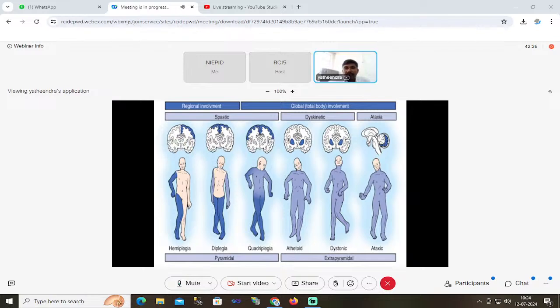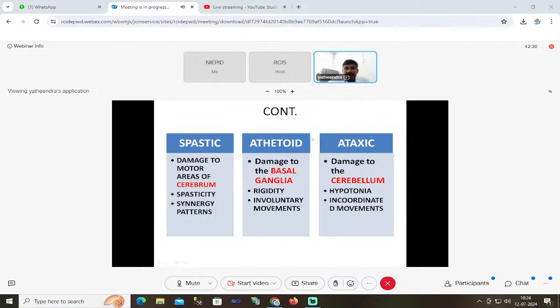Okay, no issue. So when you see this, the basal ganglia will be affected here in athetoid, where we'll see rigidity. So what is the difference between spasticity and rigidity? Spasticity will affect only one group of muscles, whereas rigidity will affect both groups of muscles, that is both the flexor group and the extensor group. So it will be very rigid. The movement is very difficult here, in simple sentences. And it is accompanied by involuntary movements. Okay, involuntary movements will be present. Okay, see the difference in all the cases.